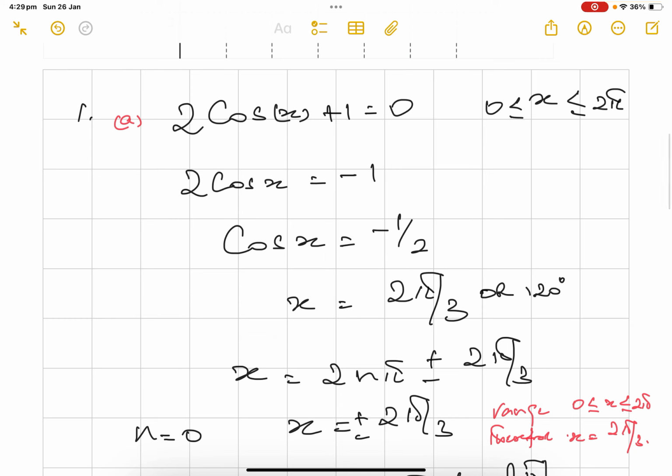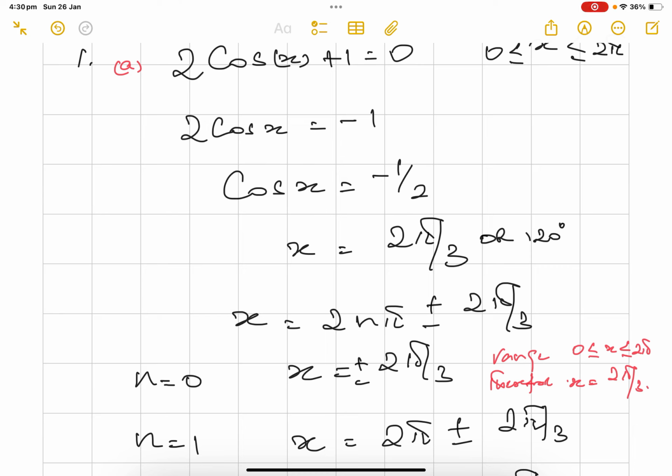Okay, so 2 pi by 3, and then we need to find more than one solution because of the limit between 0 and 2 pi. There could be just one, but maybe more than one. We need to use the general formula for cos theta or cos x: x equals 2n pi plus or minus 2 pi over 3, where n is an integer, so n is an element of the integers.